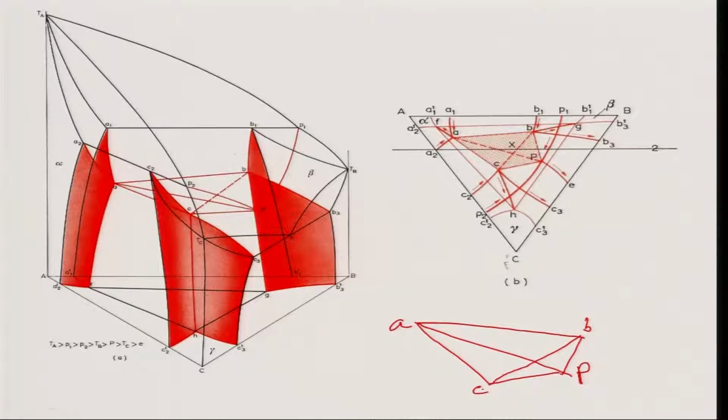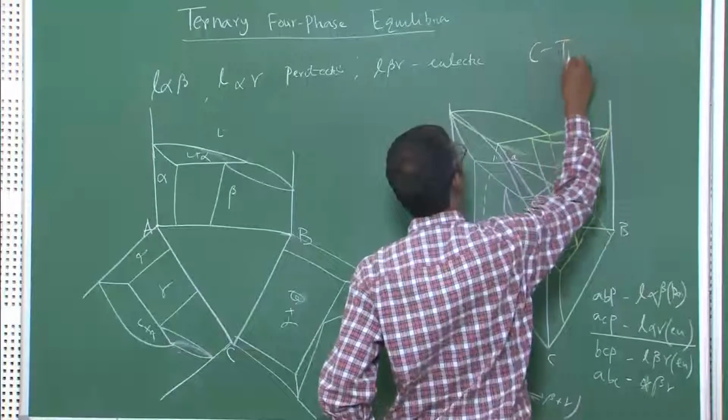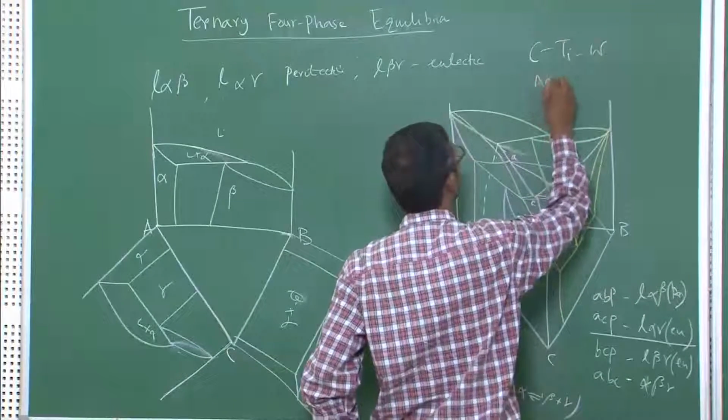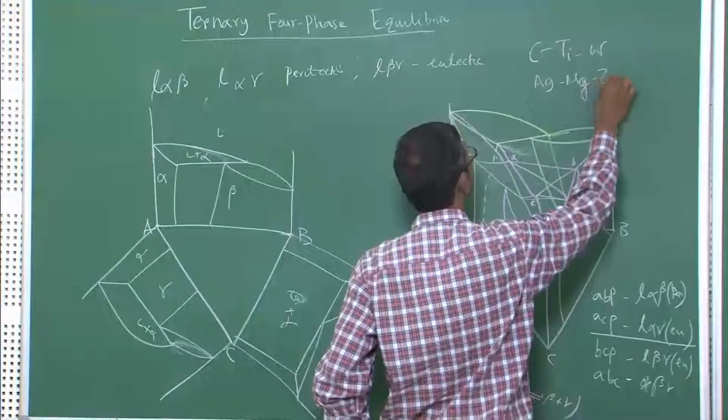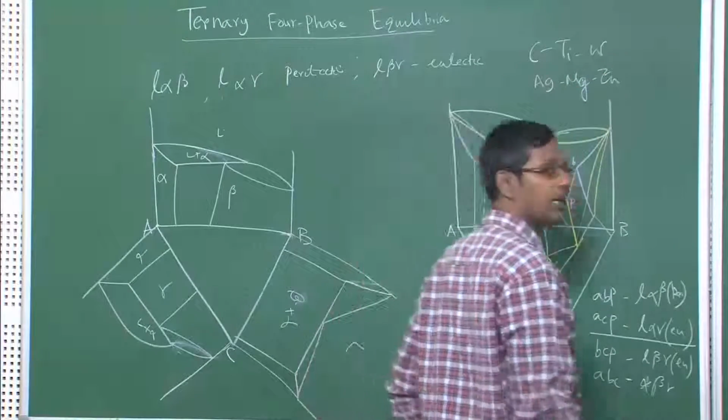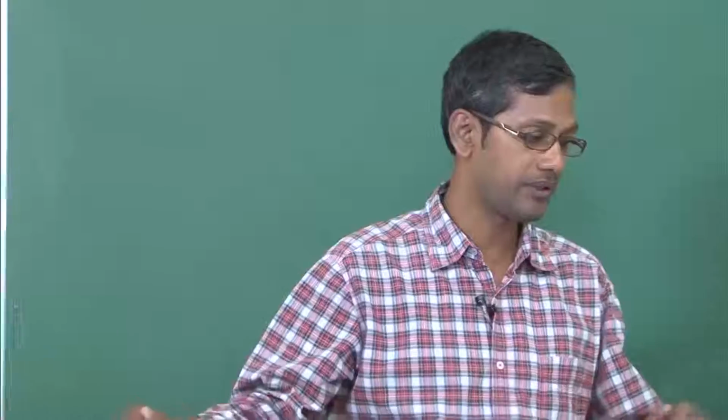Now, one can actually draw even much more complex diagrams where you have 2 eutectic and 1 peritectic, that is also possible. Systems which follow this kind of thing are carbon, titanium, tungsten, and aluminum, magnesium, zinc. These 2 ternary systems are widely observed to follow this phase behavior.